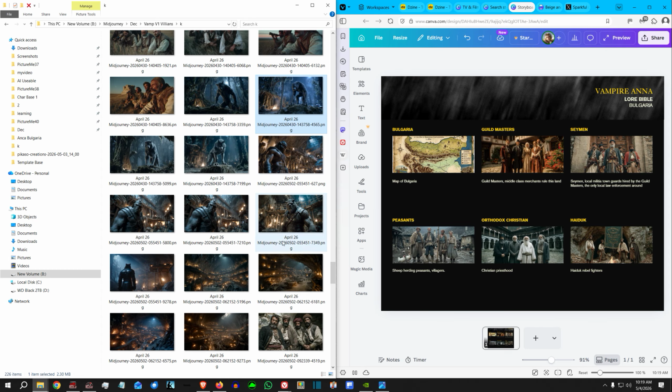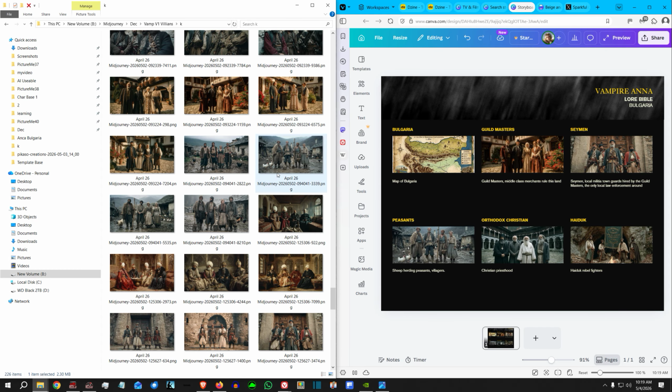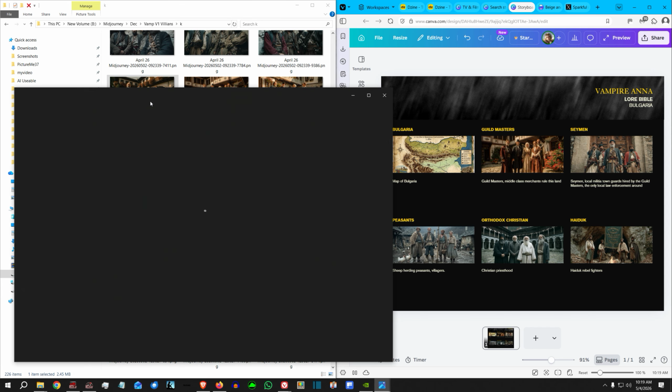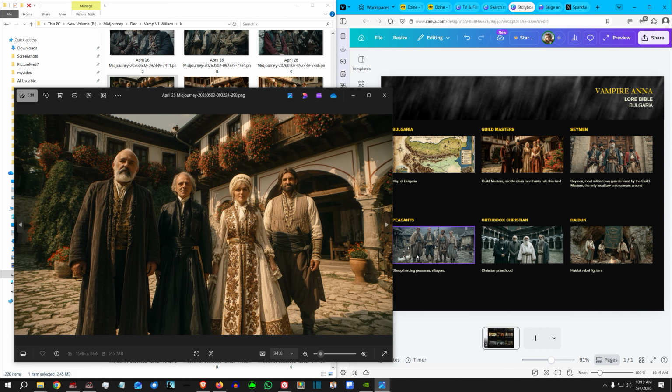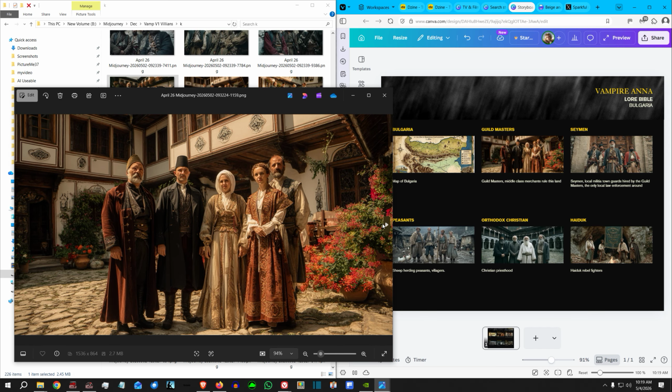So I did so many location and character lore and things like that. Let's take a look at the Bulgarian people. These are the guild master. These are the guild master, and then yeah, you see the architecture, right, is actually quite recent time, but it's quite relatable to the modern time already, 1800s. So Midjourney is quite good at realizing history to some extent.